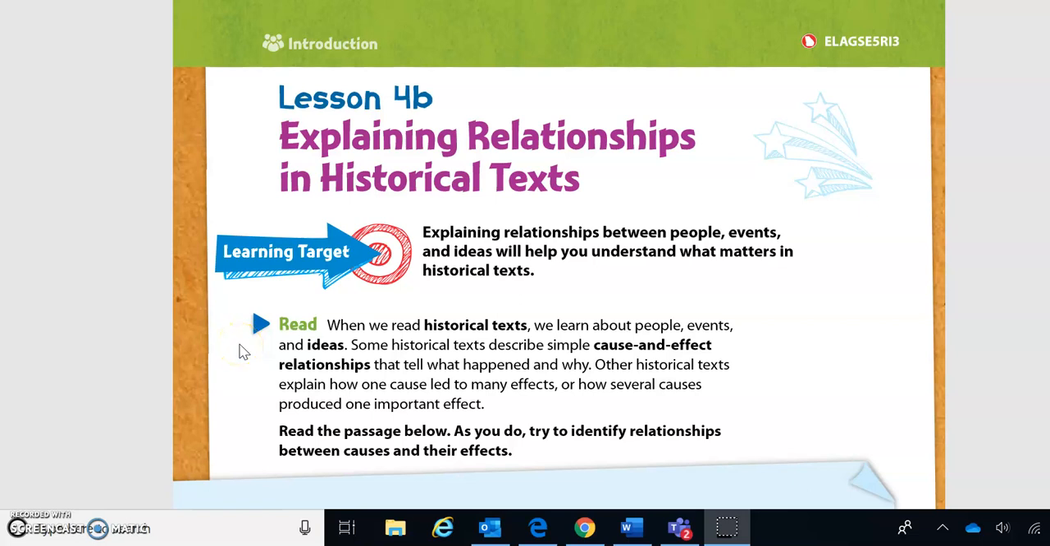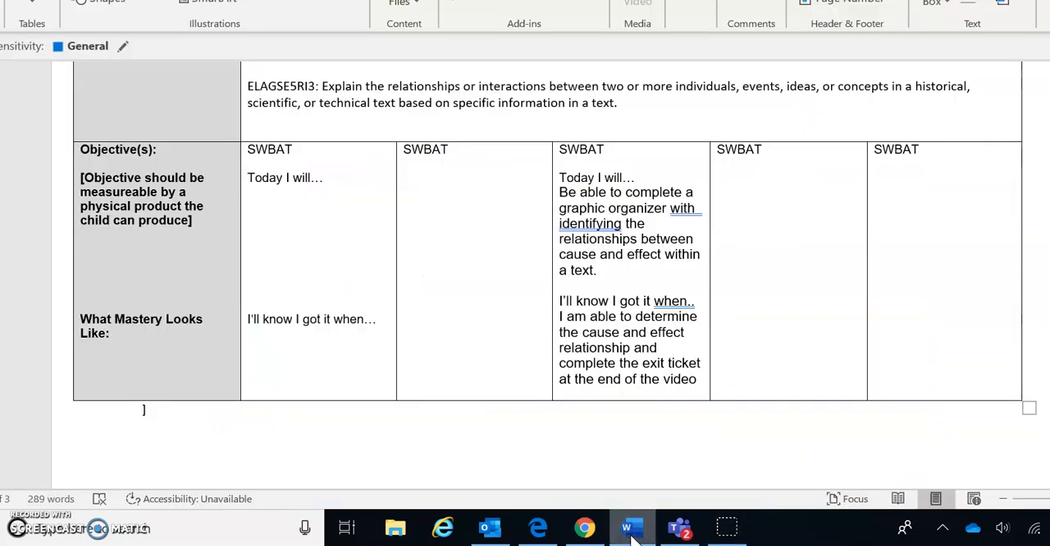Good morning, class. This is Miss Allen, and today is day 8 of your lesson 4B, which is explaining relationships in historical texts. So we're going to start by going over the standard for today.